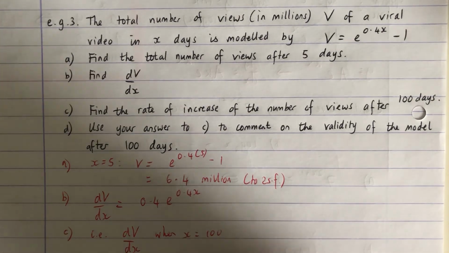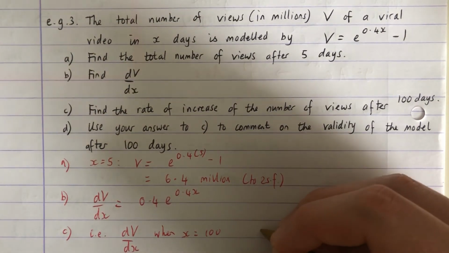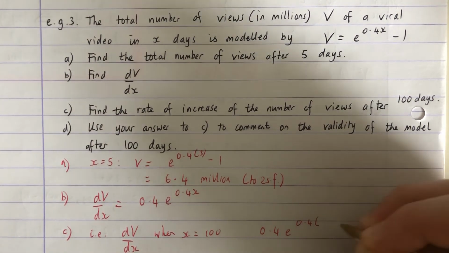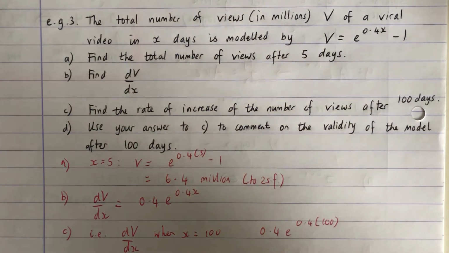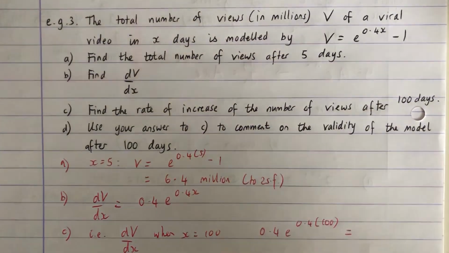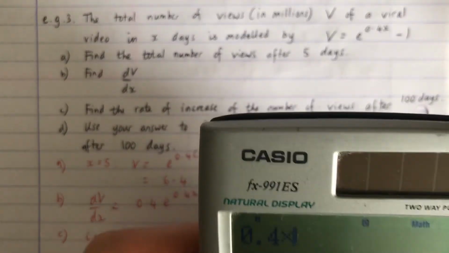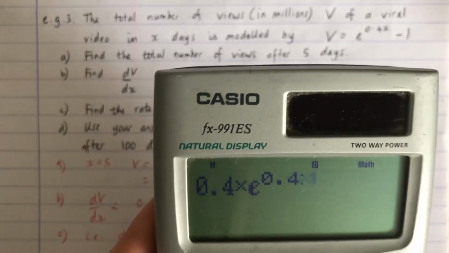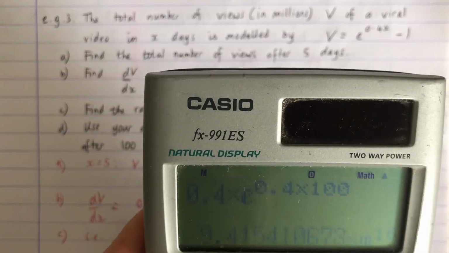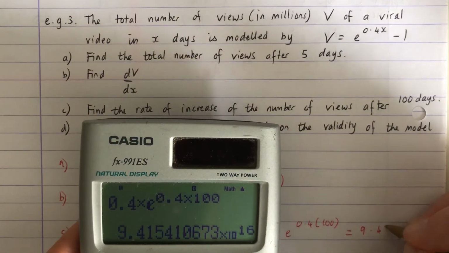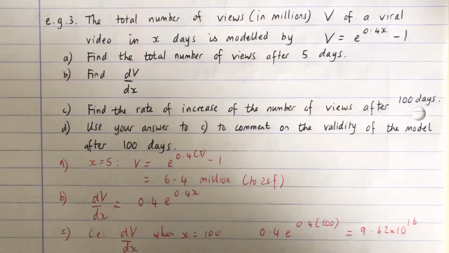So in other words, sub 100 into this. So 0.4 e to the 0.4 times 100, and then put that into your calculator. 0.4 times e to the 0.4 times 100. Very big number, 9.42 times 10 to the 16.